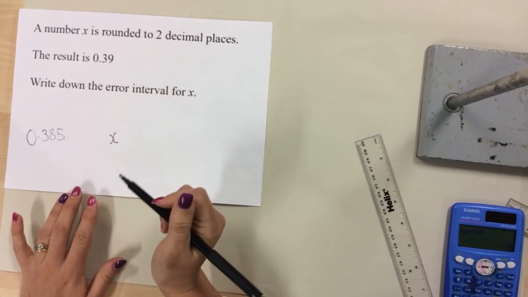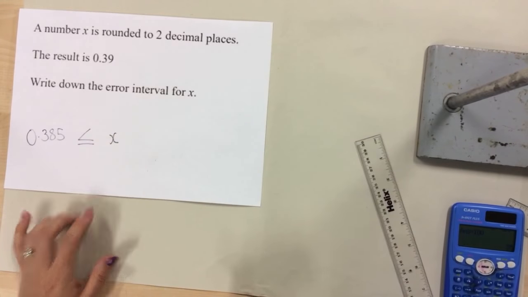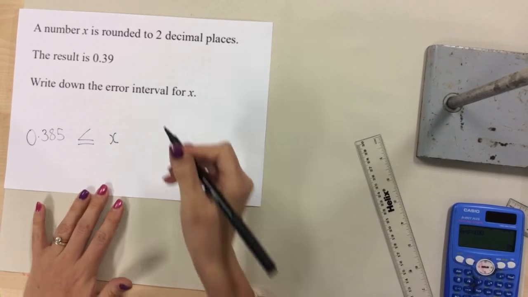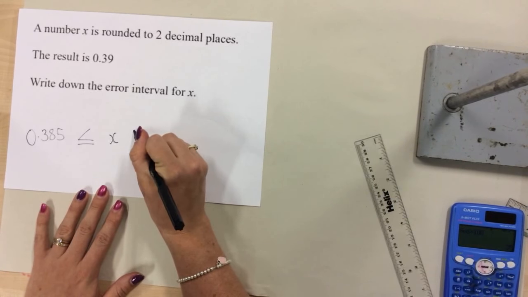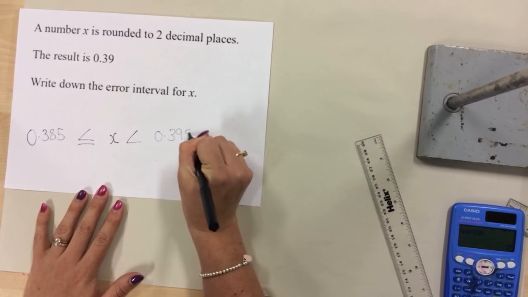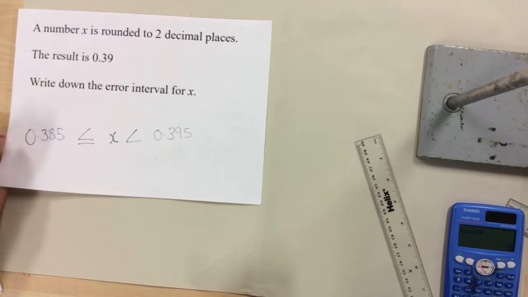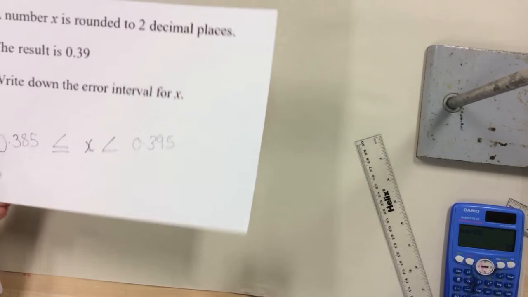0.385. So x has got to be greater than, or it could be equal to 0.385. However, we know that x has got to be less than 0.395. It cannot be equal to this, or otherwise it would have been taken up to 0.4.